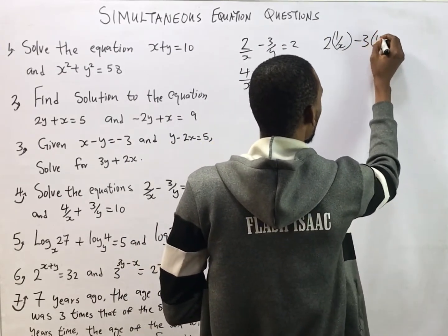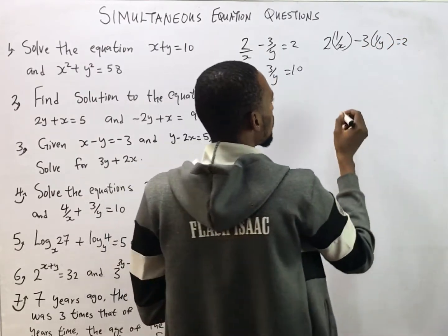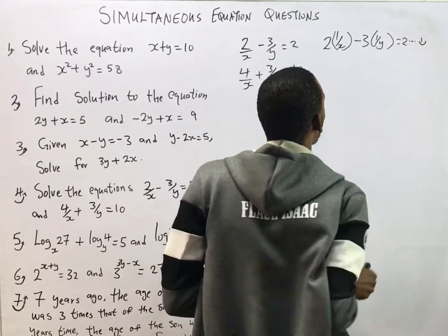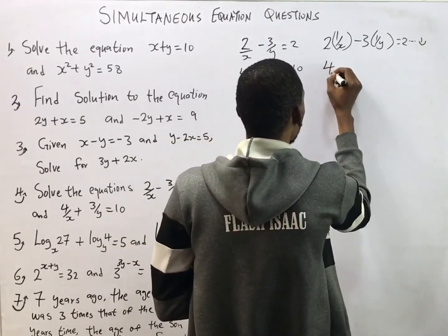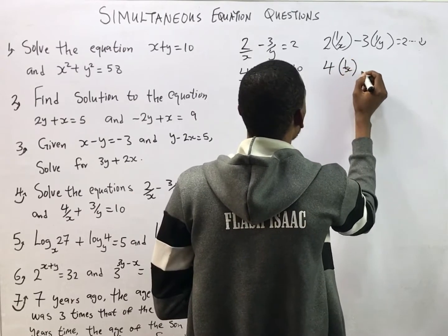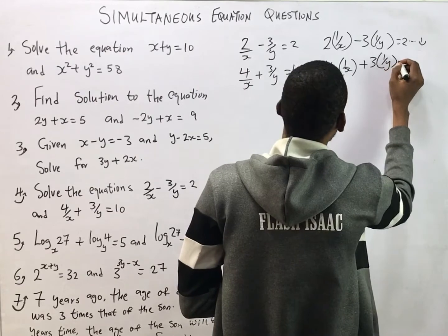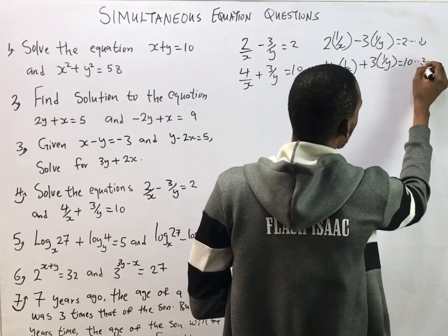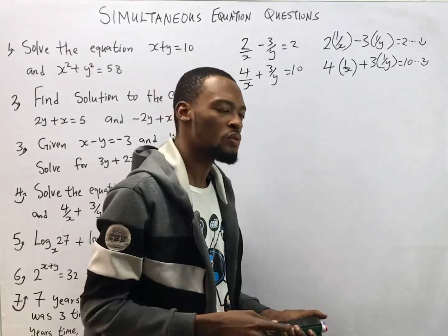Minus 3 over y is equal to 2. So let's call this equation 1. We also know that 4 over s plus 3 over y is equal to 10. Let's call this equation 2. Now, given this type of equation, this is what we do.